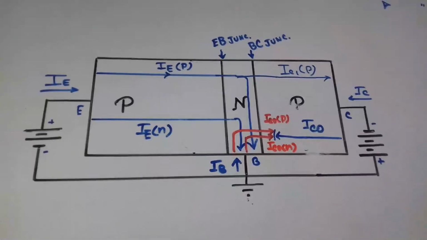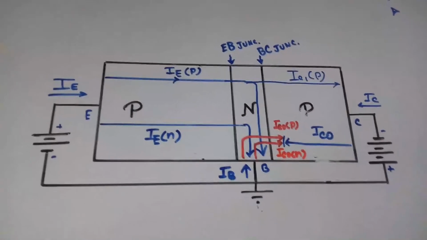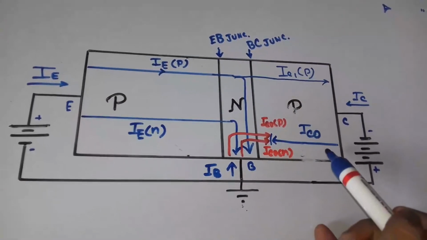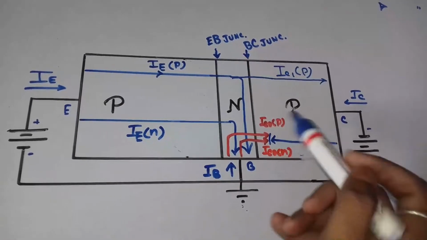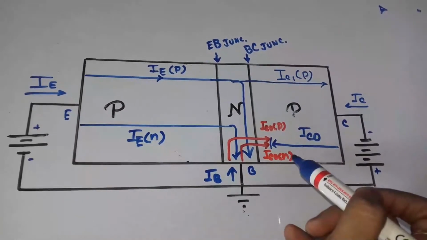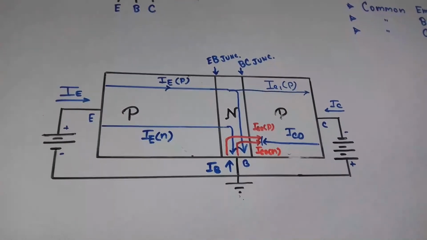Again, in the collector, since the base collector junction is reverse biased, a reverse saturation current will flow from the collector to the base. This ICO is the reverse saturation current, which is constituted of these two components, the ICOP and the ICON. So overall, these are the current components flowing in the transistor.